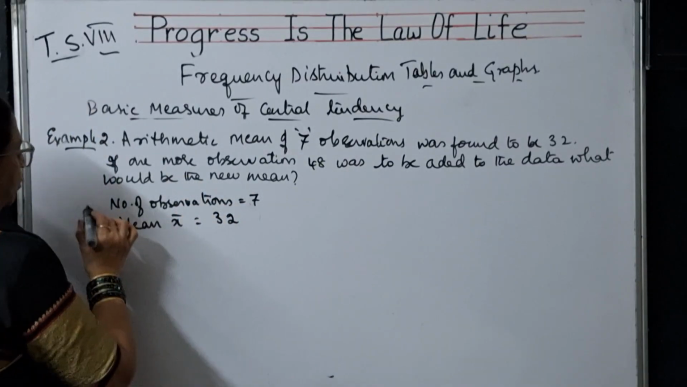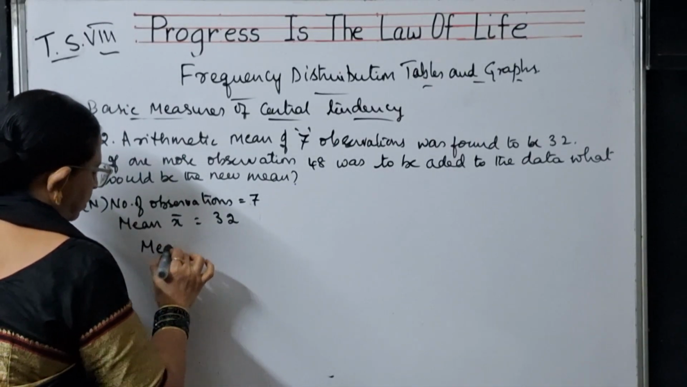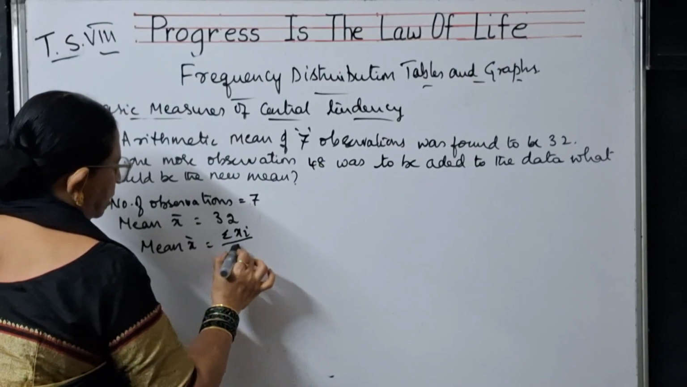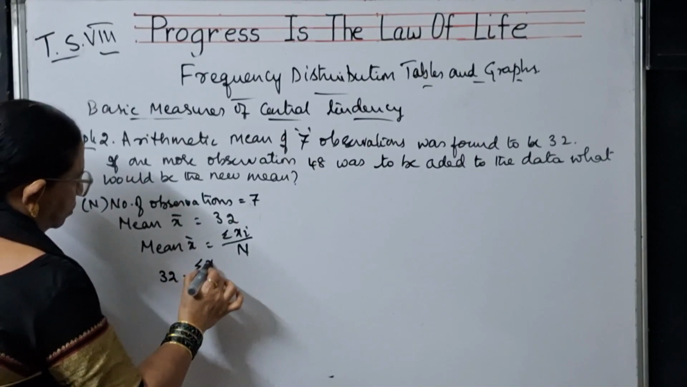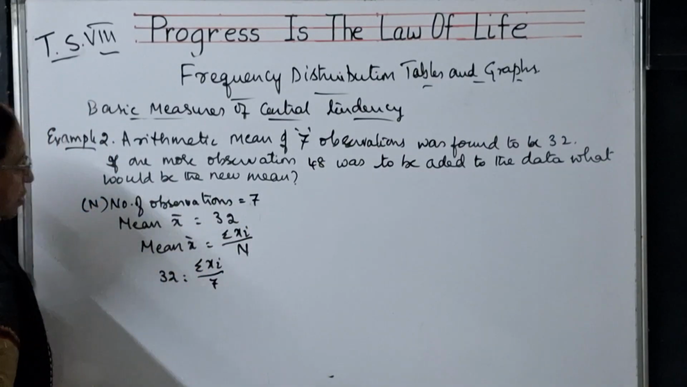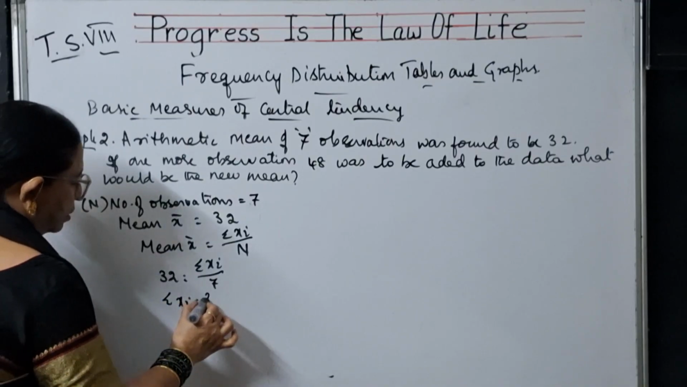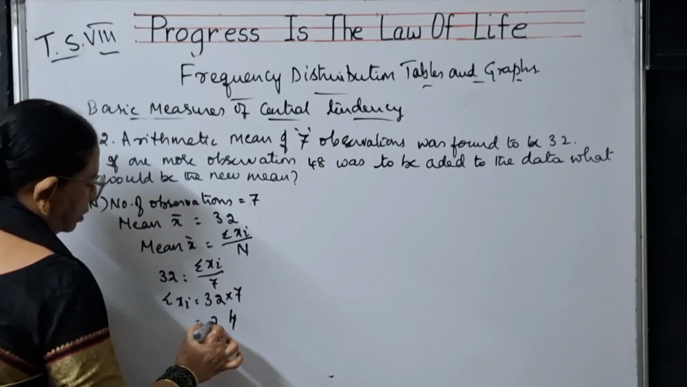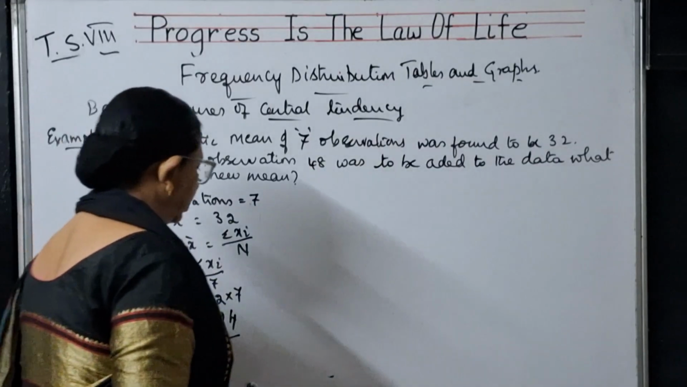So we know that number of observations means you have got n. The mean formula: mean x bar is equal to sigma xi by n. Mean they have given 32 and sigma xi we don't know, but n is 7. So out of 3, 2 values are given, so you can find out the third value. What is sigma xi? 32 into 7. 7 twos are 14, 21, 22. 224 is sigma xi.